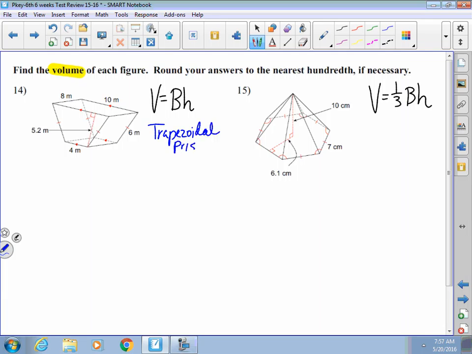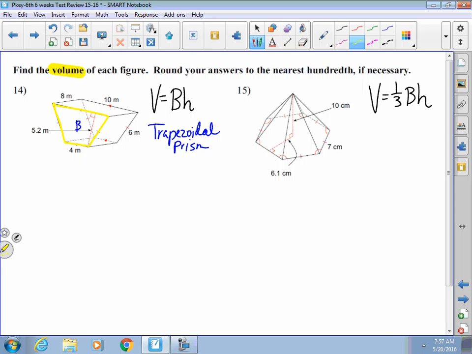Now, that means we name prisms off the shape of the base. That means if it's a trapezoidal prism, our base is the trapezoid, okay? Now, it might help if you highlight that. So right here is the trapezoid.